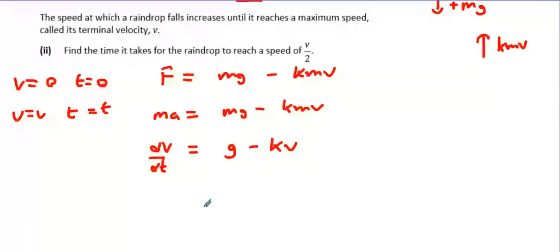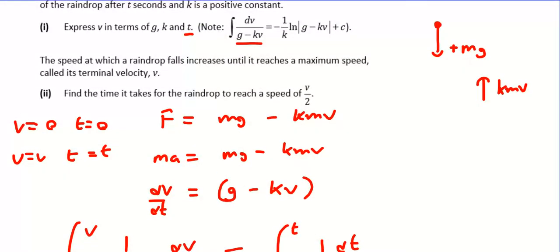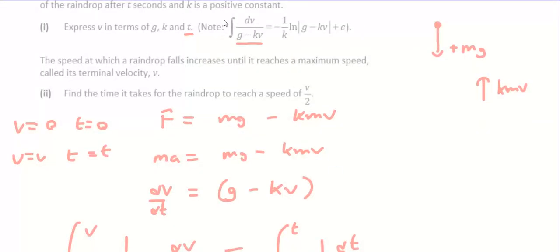So what we're going to do is cross multiply this down. So I'm going to have 1 over g minus kv dv equals dt. Just lumping all this together, cross multiplying it down, leaving the number 1. And then I'm going to put in my limits. It's just 0 and t, and then we're going to put in 0 and v. The question is going to tell me how to integrate this, which is quite kind of them.